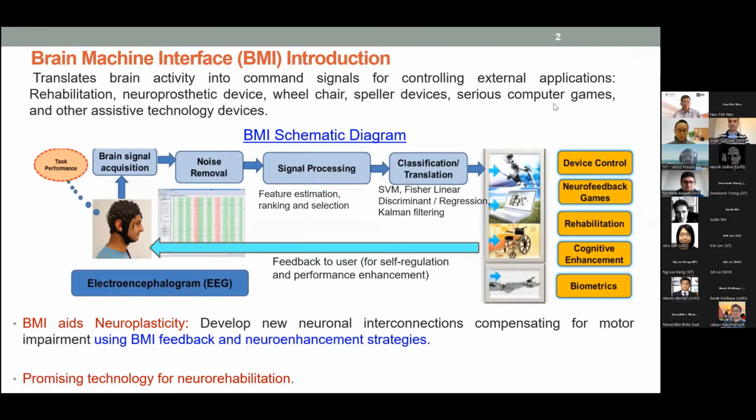And BCI is a potential technology that aids in neuroplasticity, which means that the brain has a remarkable ability to rewire the damaged neural networks. And BCI-based rehabilitation enhances neuroplasticity.